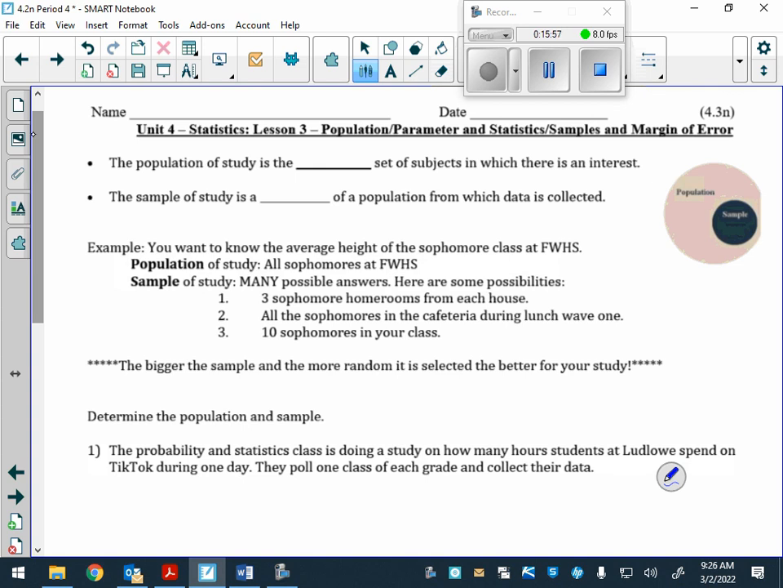Or repeated. So the population of a study is the entire set. So for example, the population would be all of those students. That's a population. A sample is a part of the population. So the junior class would be a part, would be a sample. This class would be a sample. Okay? Those are all little pieces of the entire population.